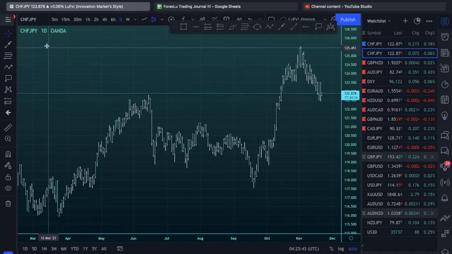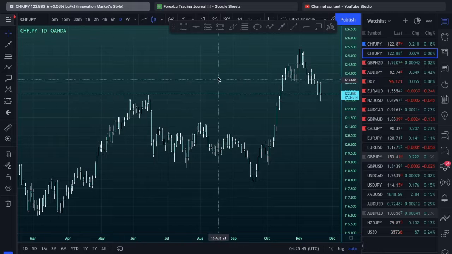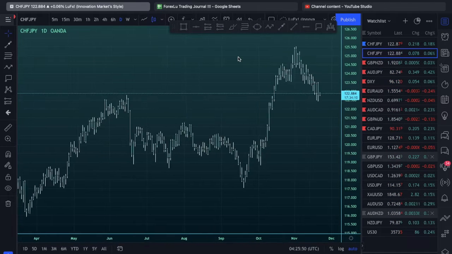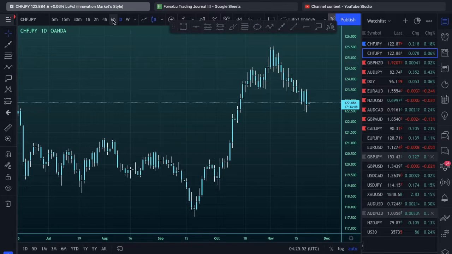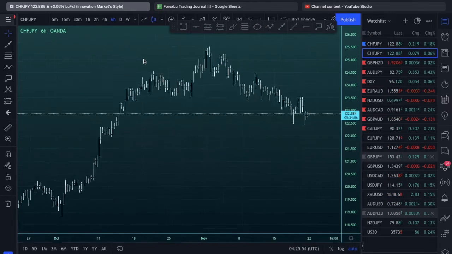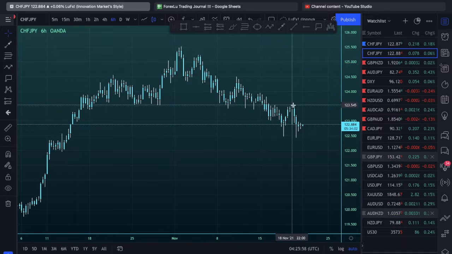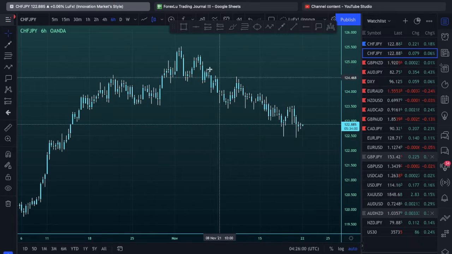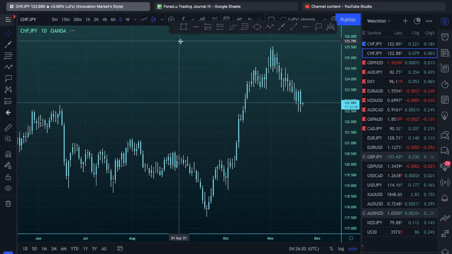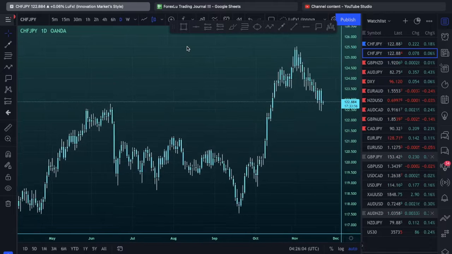So I'm gonna be breaking down the Swiss franc versus the Japanese yen, which is the CHF JPY. I took a buy on this trade, and I also took a sell on this trade last week. I took a buy here, and I closed out profits here, and I took a sell here, and I closed out profits here. So let's go ahead and break it down, and I'm gonna show you guys what I seen and how I view the market.